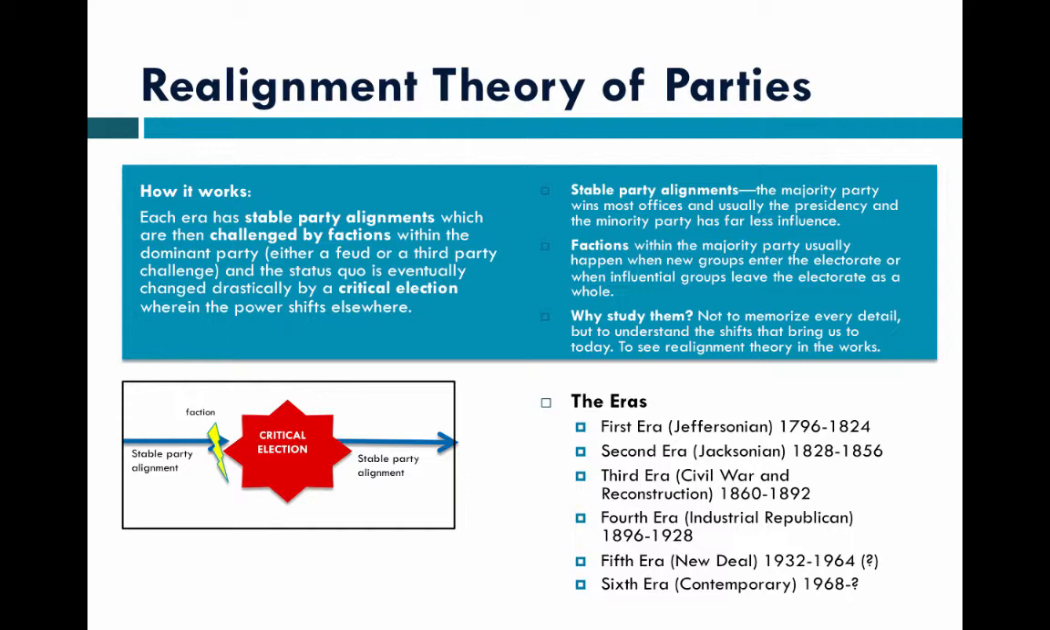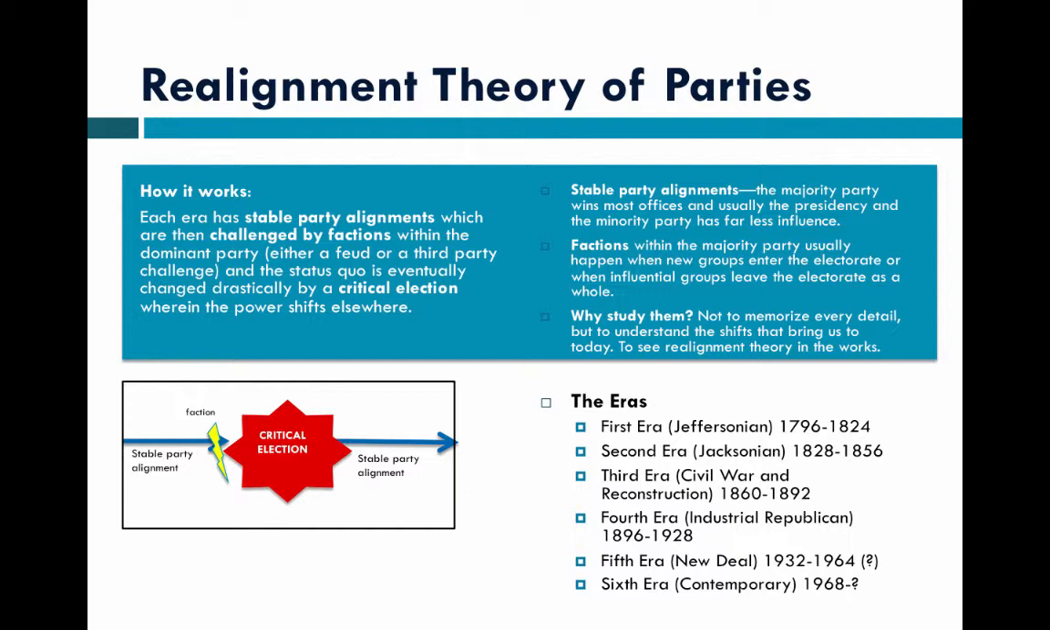Each era has this stable party alignment, and then there are factions within the dominant party, which can be a feud or a third party challenge or a splinter party. And the status quo is eventually changed drastically by a critical election wherein the power shifts. And so, kind of like a pendulum swing, and it seems to happen all at once.